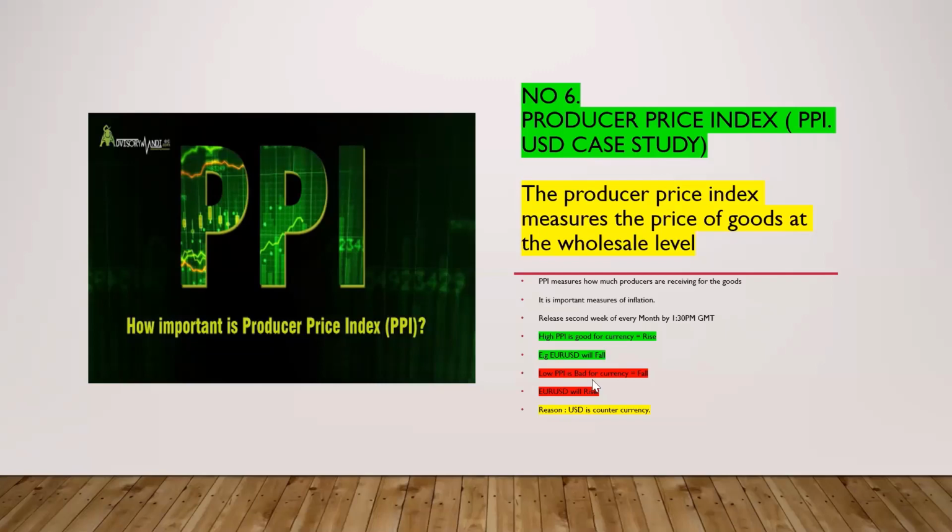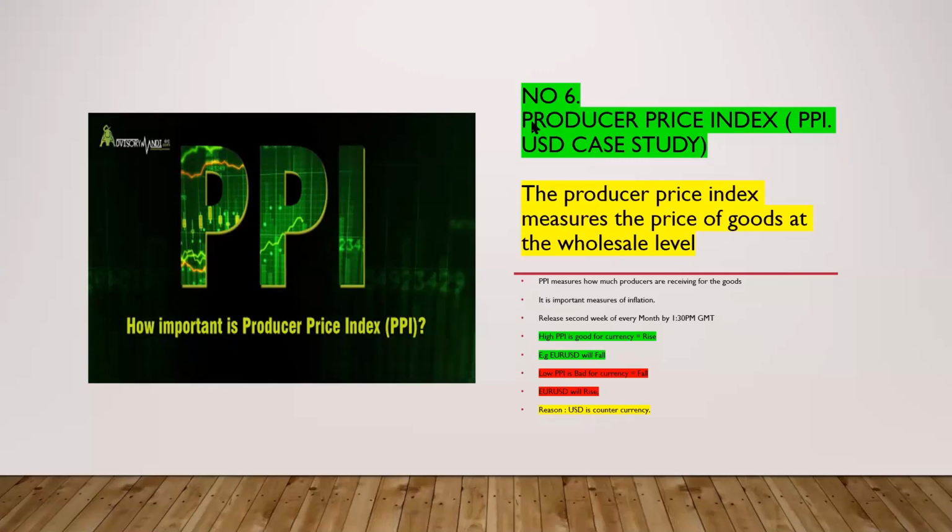When there is a low production rate, it's a bad sign for the economy, and it's a bad sign for the currency, and that currency is going to drop. And when a report comes out at this time of the day and it happens to be bad news or a bad figure, for example, Euro USD will rise, because the dollar PPI is bad. The reason is that the US dollar is a counter currency. That is why Euro USD will rise. And when it's a good PPI, Euro USD will fall, because the dollar here is a counter currency.